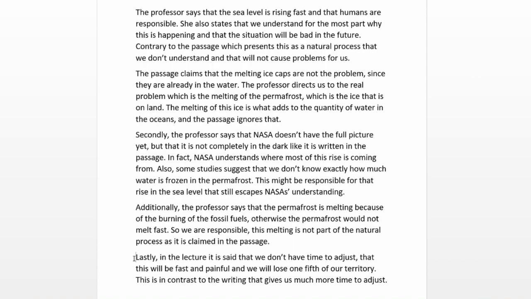And the last point that is discussed is how fast this will be, and will it have consequences for us. The passage claims that we have enough time, but the lecturer says that this is not true. By just writing that this will be fast and painful, I simply state that it will be really fast and painful, meaning that it will be really bad for us. And we will lose 1/5 of our territory. Now, the professor said 20%, so that's 1/5. By explaining it this way, I show that I really understand it. And the last sentence is about what the reading passage states.